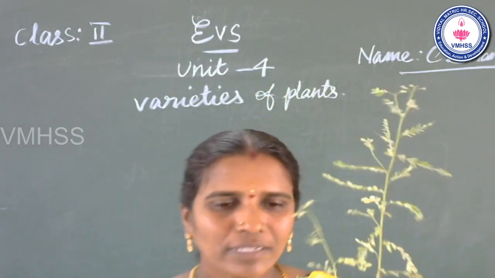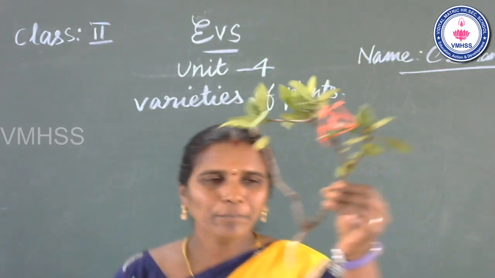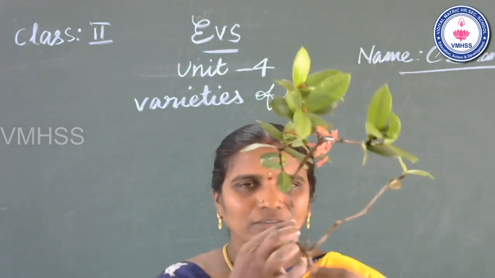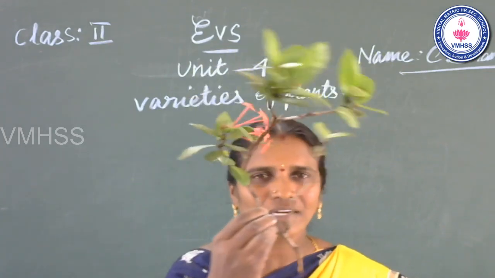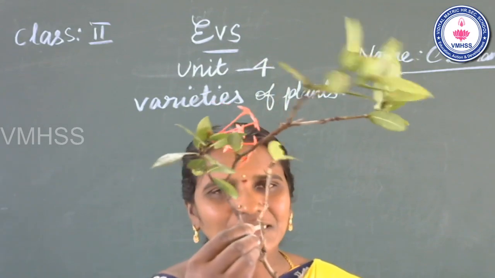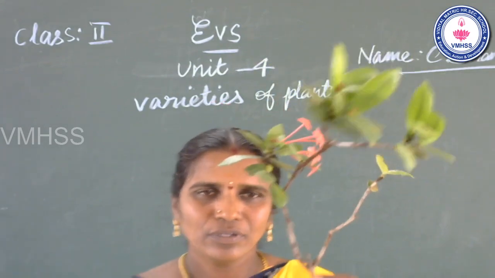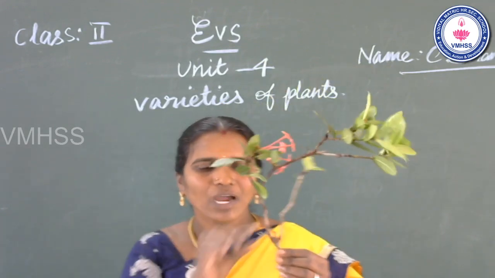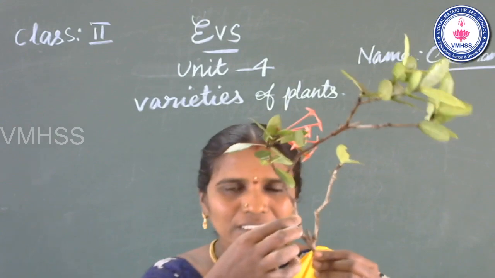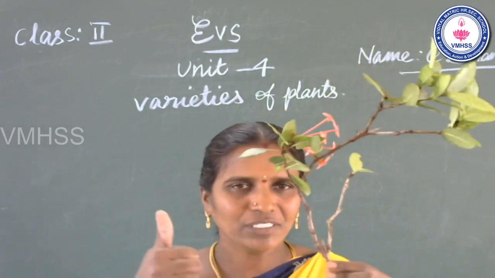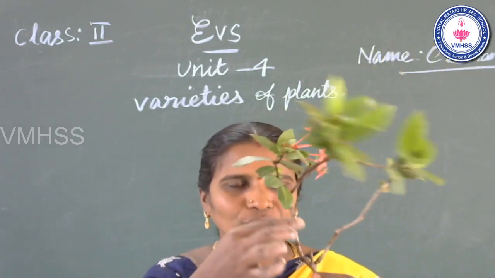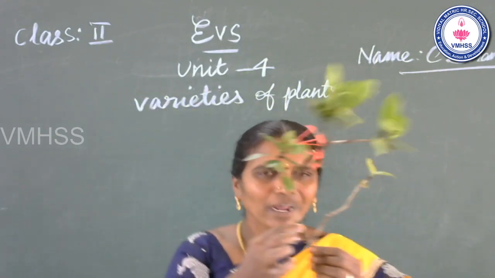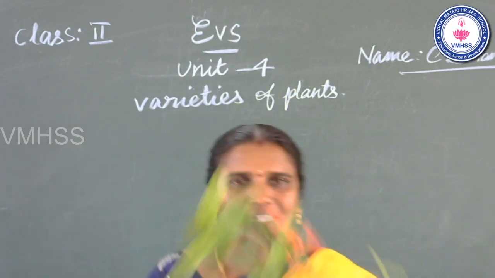Okay, the next one, this is the stem. The stem is strong. How is it? The stem is strong and hard. If you touch this stem, you can easily understand. How is the stem? The stem is strong and hard. If you touch this plant, you can easily identify it.